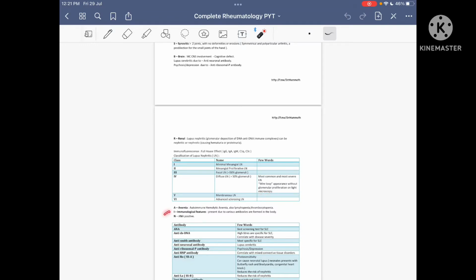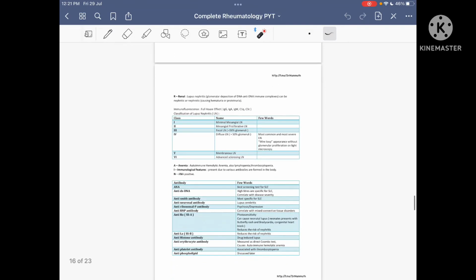A stands for anemia and I stands for immunological feature due to various antibodies formed in the body, and N stands for ANA positive. The antibodies are very important. ANA is the best screening test for SLE. Anti-dsDNA high titers are specific for SLE, but most specific for SLE is anti-Smith antibody.